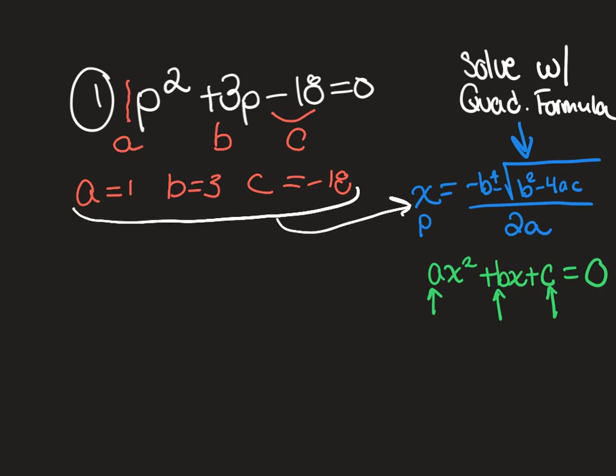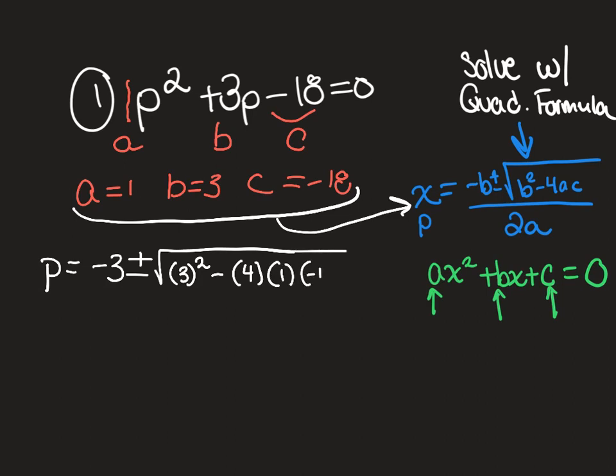And instead of writing x equals, I'm going to write p equals because it has p in the problem this time. So p is going to equal the opposite of b. So b was a positive 3. So now b is going to be negative 3 because of the opposite, plus or minus the square root of b squared, so of 3 squared, minus, we always use parentheses to plug things in, 4 times a was 1, and my c value is a negative 18. And the whole thing is going to be divided by 2 times my 1.